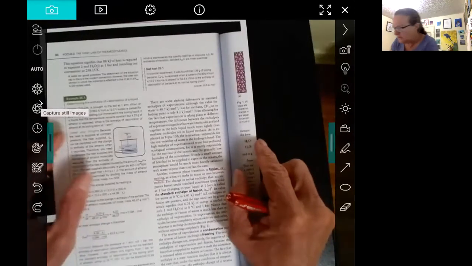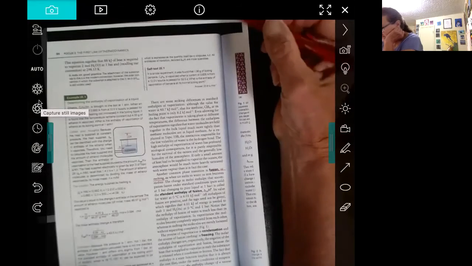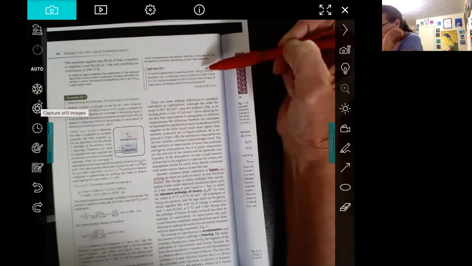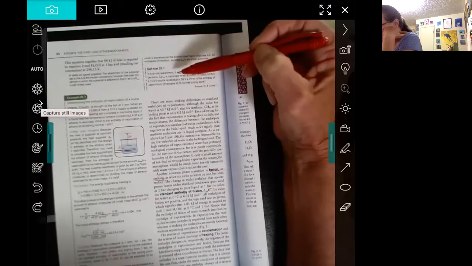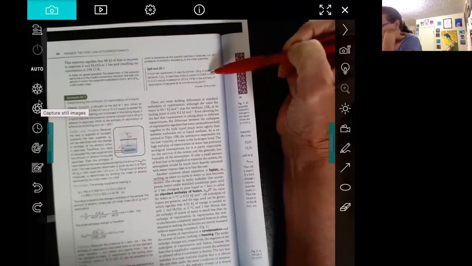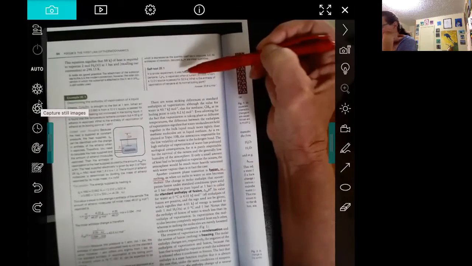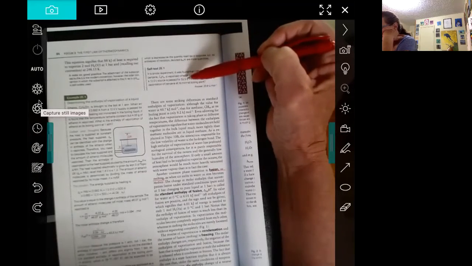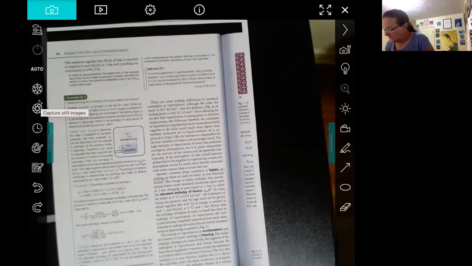So let's look at self-test 2E.1 on page 64. It says in a similar experiment to the one in front of it, it was found that 1.36 grams of boiling benzene is vaporized when you pass a current of 0.835 amps from a 12-volt source for 53.5 seconds. What's the enthalpy of vaporization of benzene at its normal boiling point? So if it's boiling, okay, I'm gonna take 1 second.